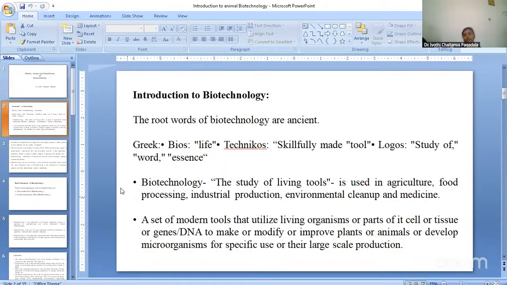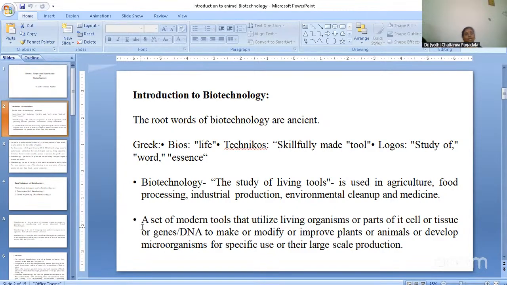It is used in different areas like, as we just discussed, agriculture, industrial production, environmental cleanup, and medicine production, like novel compounds identification, enhancing crop yield. So biotechnology has been used for improving livestock and crops since the beginning of agriculture through selective breeding methods.